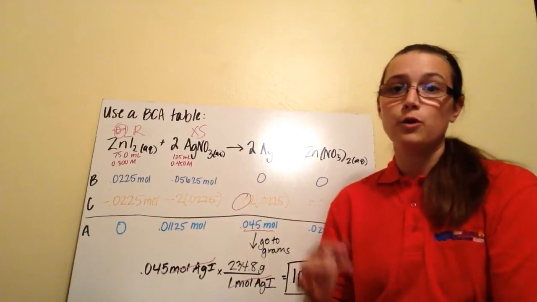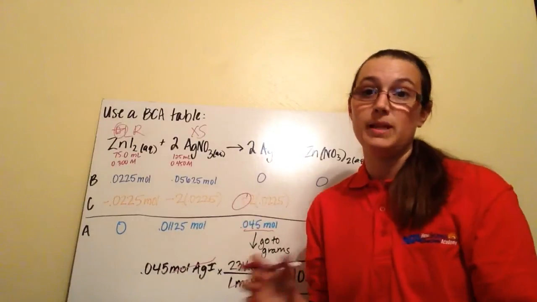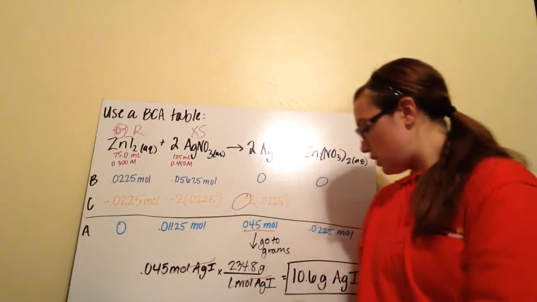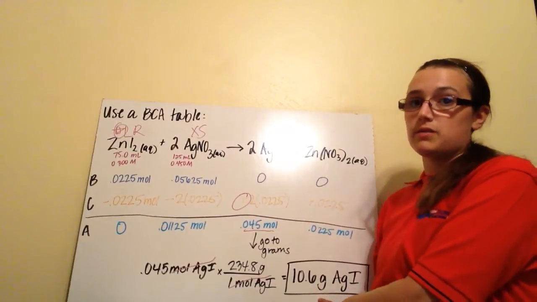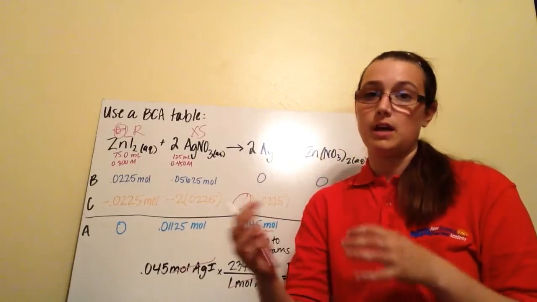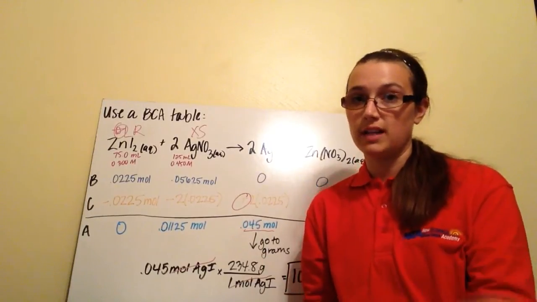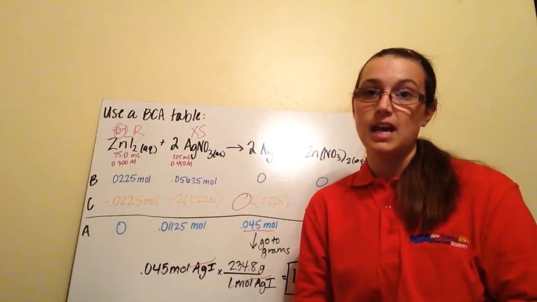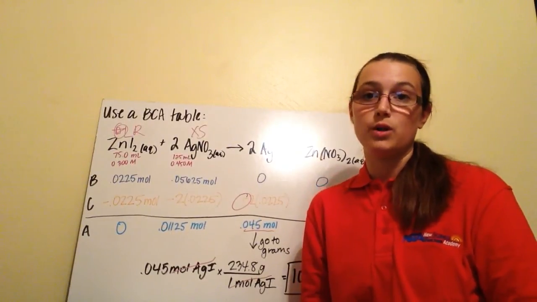iodide. So if you were performing a lab and you were performing this exact reaction, your theoretical yield would be 10.6 grams of silver iodide. What you could do then is you could compare how much you collected to this amount, and you could determine your percent yield and figure out how close you were to what you were supposed to get.